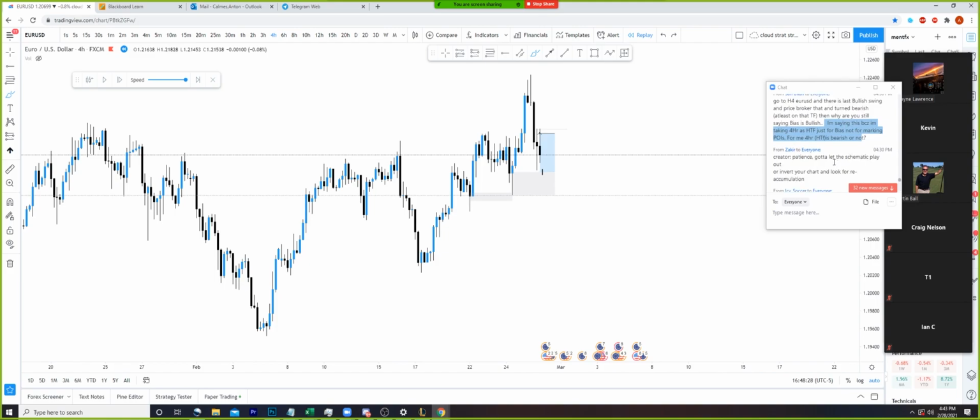Okay. Patience, let the schematic play out, or invert your chart and look for reaccumulation. Oh yeah, so you're talking to him. Yeah, exactly. I always get confused when price. So let's actually take a break at this point here. I think we're getting. Oh my God, there's more questions.